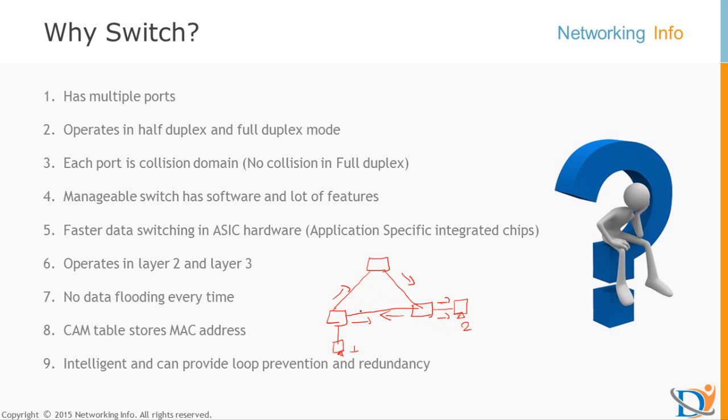So the switch can decide where the loop is, can block a particular port, and can detect the loop. Again, for redundancy, if this link is going down, the switch can bring this port up. So there is a kind of redundancy available in switches. Again, the beauty of a switch, that's why we use a switch here.